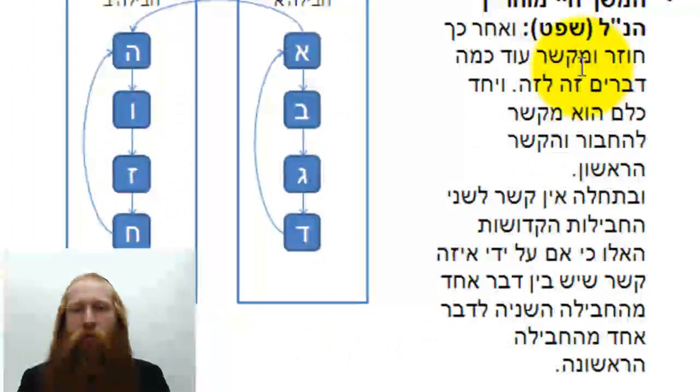Afterwards, he connects a number of things to each other. Here in this example, it's going to be Hey, Vav, Zayin, and Ches. He's going to connect all these together. And afterwards, he's going to connect this whole package to the package that we built in the beginning.